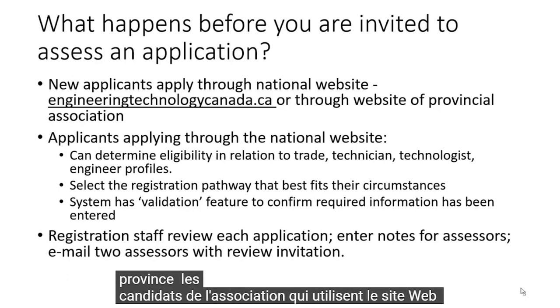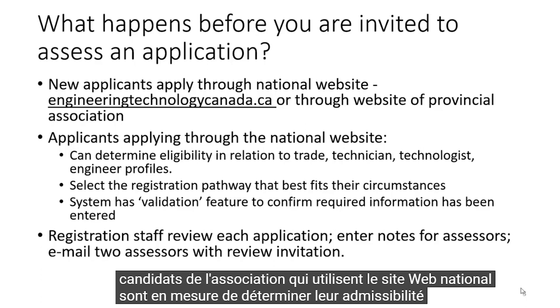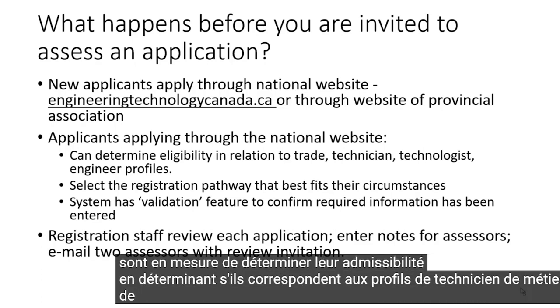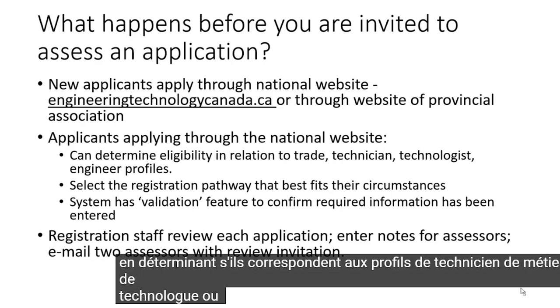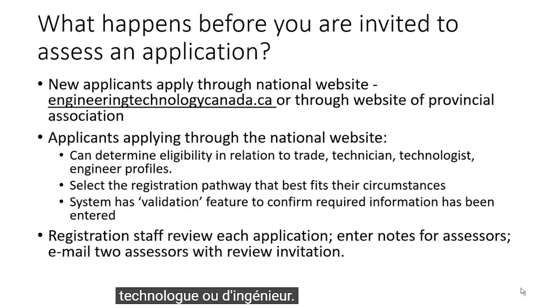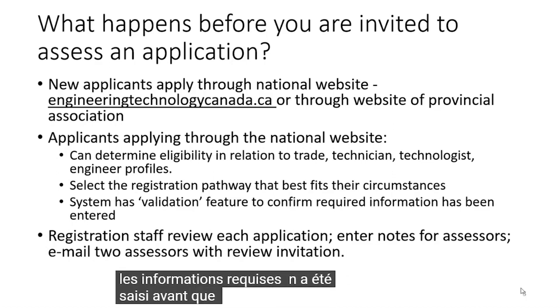Applicants that use the national website are able to determine their eligibility by determining if they match the trade, technician, technologist, or engineer profiles. Applicants will also select the registration pathway that best fits their circumstances. The online application system has a validation feature that checks that all of the required information has been entered before the application can be submitted.